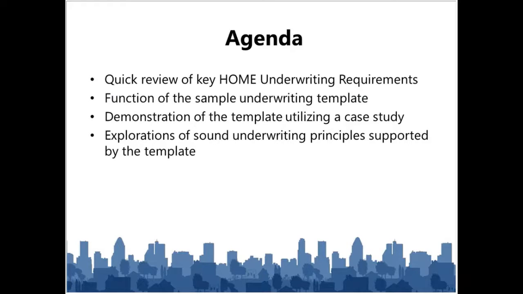So for our agenda today, I'm going to do a quick review of what the key HOME underwriting requirements are as a segue into talking about the functions of this underwriting template that's been developed as a tool that PJs could use. It's completely optional, but it's a tool that's available for PJs to use in completing their underwriting requirements that we're going to be talking about. And then we're going to turn things over to Ankur, and we're going to demonstrate how the template can be used by using a case study.